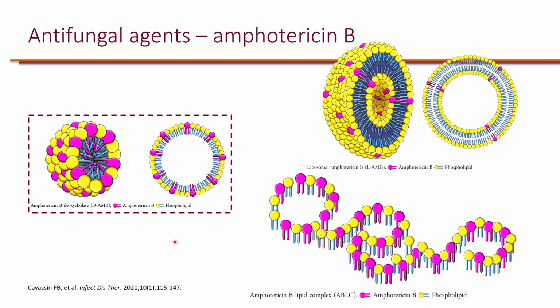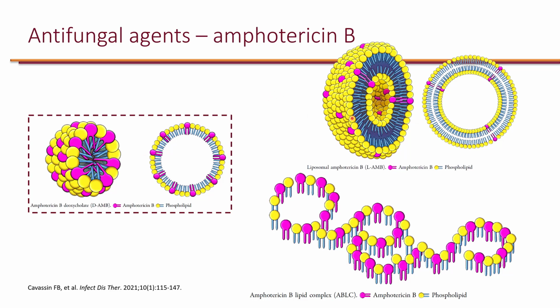Now, there are different formulations. So the classic one is the amphotericin B deoxycholate, which is essentially the smallest molecule, which is here on the left. It's less than 25 nanometer. But then in order to improve tolerability and reduce all those nephrotoxicity issues, there are lipid formulations.